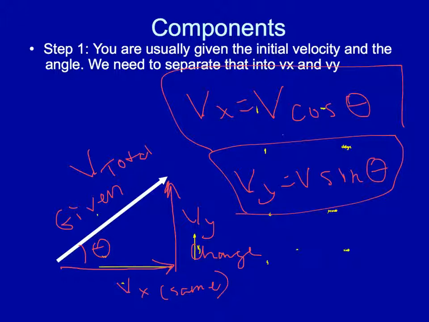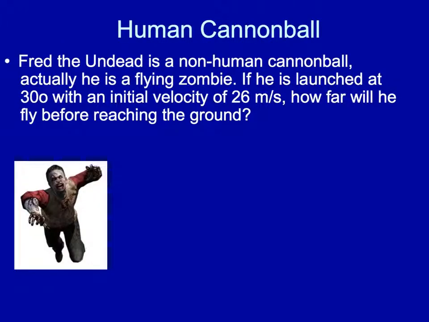Now, let's look at a sample problem. We have Fred the Undead, and he's a non-human cannonball. He's a zombie. And he's launched at an angle of 30 degrees with an initial speed of 26 meters per second. How far will he fly before reaching the ground? Now, I'm going to give you the steps. We'll do the rest of it in class, but I'm going to give you the steps. Number one, first thing we need to do, separate Vx and Vy. Need to have that. Critically important.